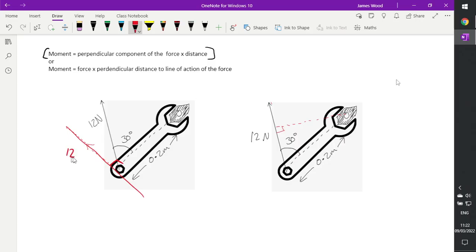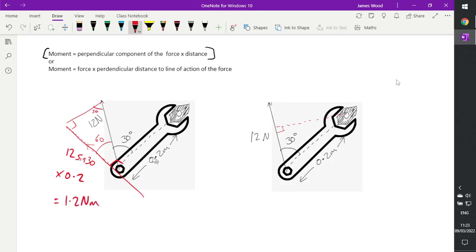So this would be 12. Now if this is 30, you could say that maybe this is 60, or if I drew that triangle in, that angle up there is 30, because this is a right angle. So you've got 12 sine 30. Okay, you could also draw it there. That would be the same force. So you've got 12 sine 30, the perpendicular component of the force, times the distance of 0.2. So you've got 12 times sine 30 times 0.2.